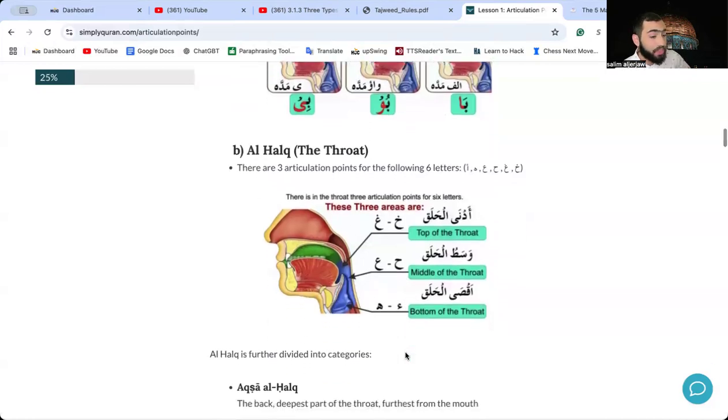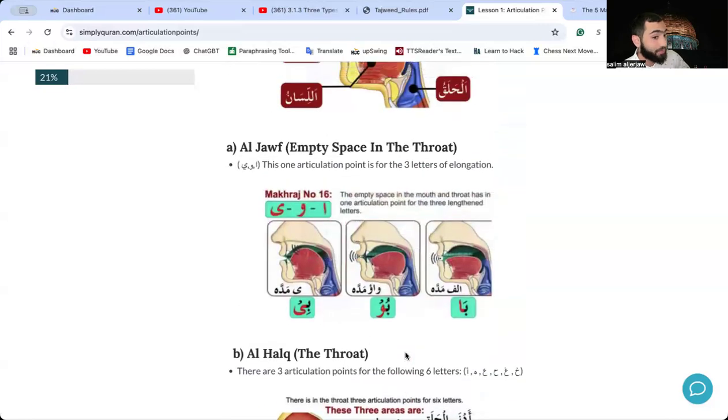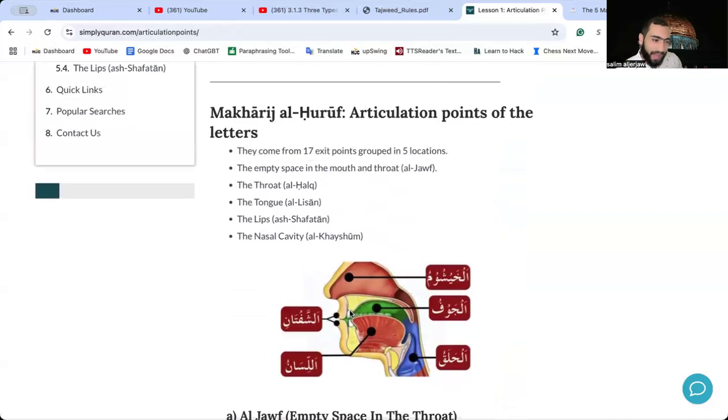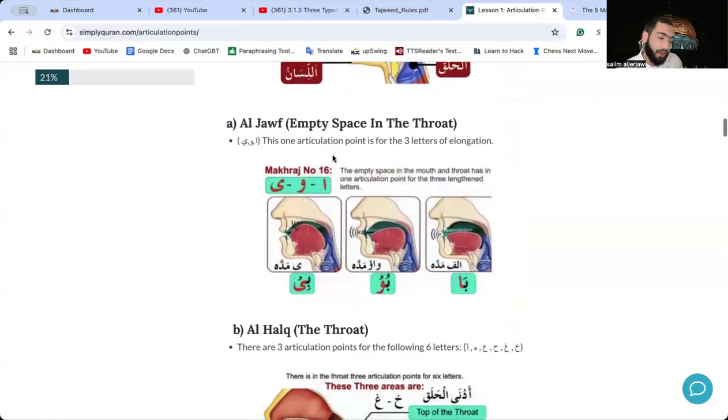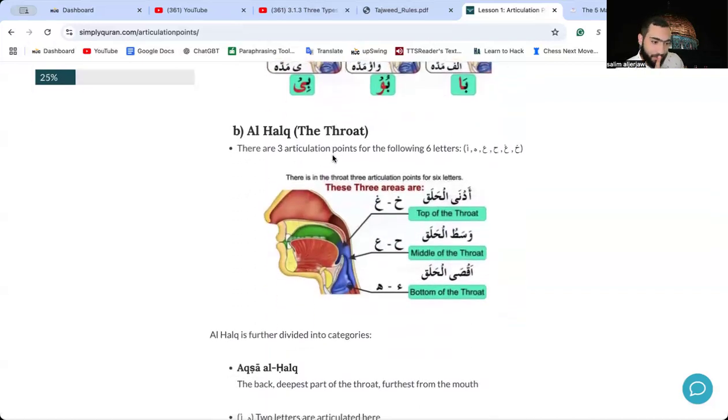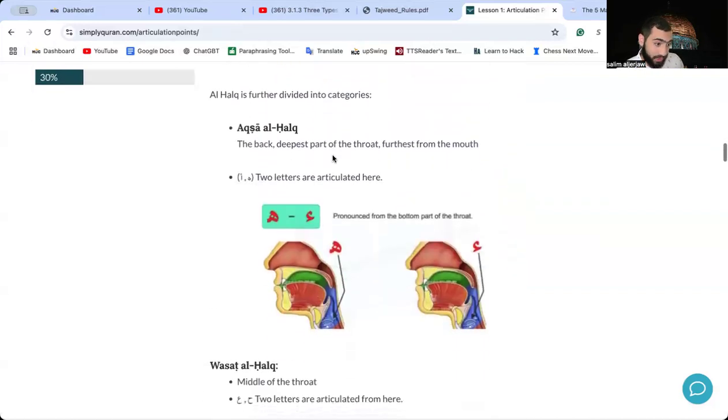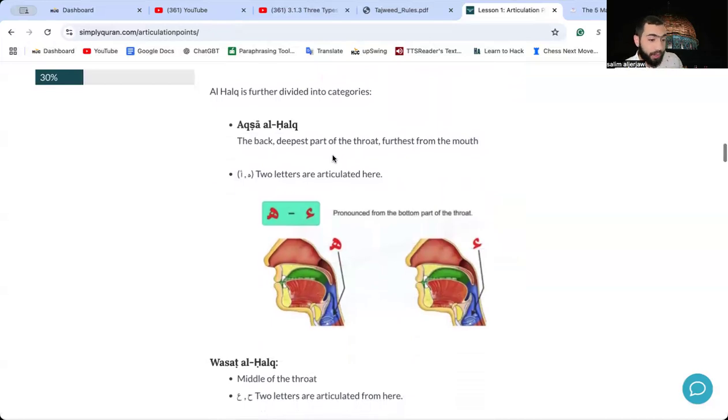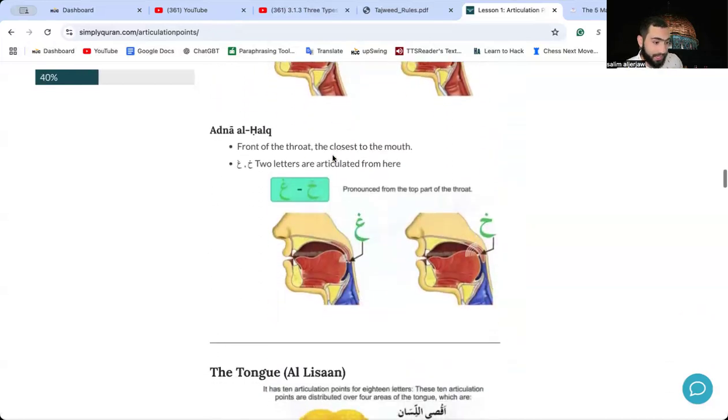That's all about the throat. So far we finished the jawf and the throat, both points. How many exits did we say? Yeah, we said there are 17 exits. That's good. Okay, let's keep it moving. Now we finished the throat, we've talked about all of these. Alhamdulillah, all clear.